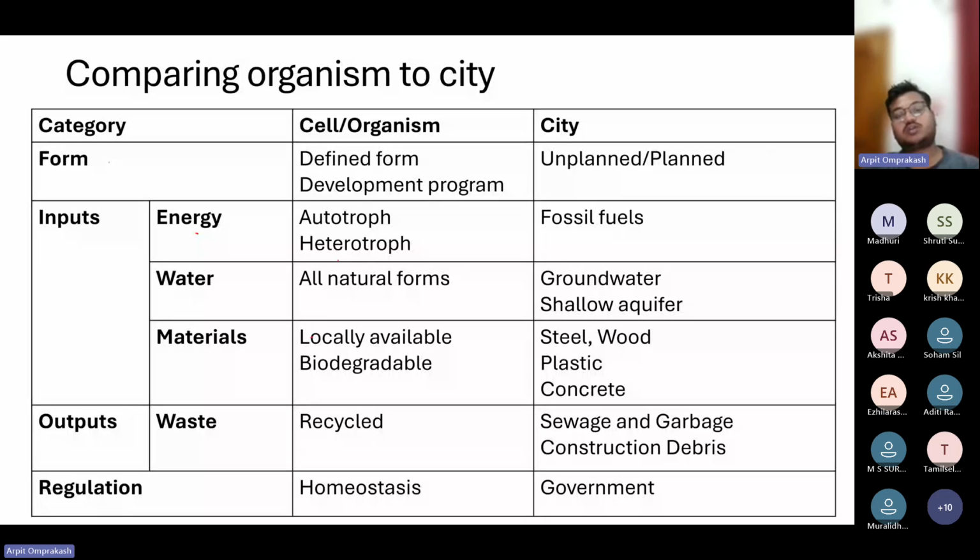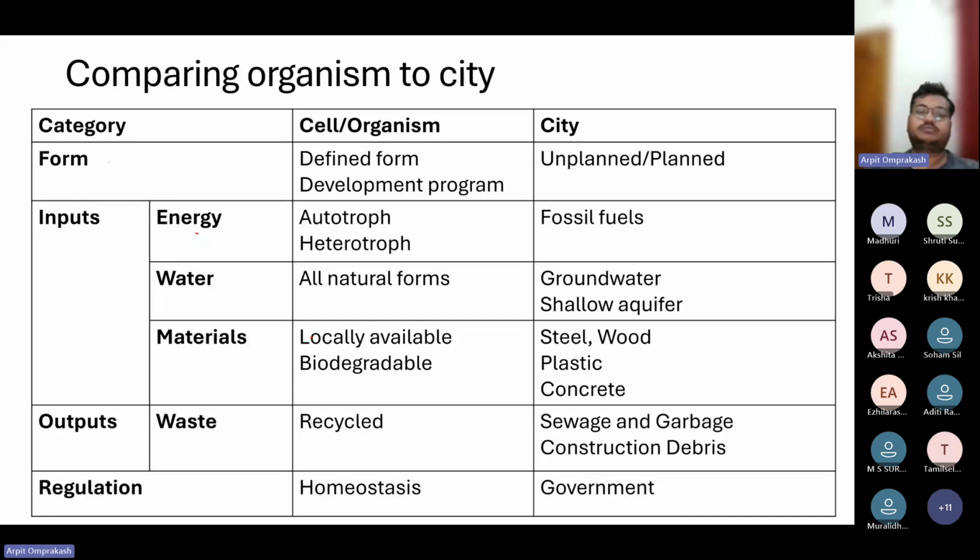A cell or organism is made up of and uses materials that are available near it and that are generally biodegradable because, for example, the food that we eat and the food eaten by different bacteria is basically biodegradable because they are using it up. A city, however, is made up of materials such as steel, wood, plastic, and concrete.